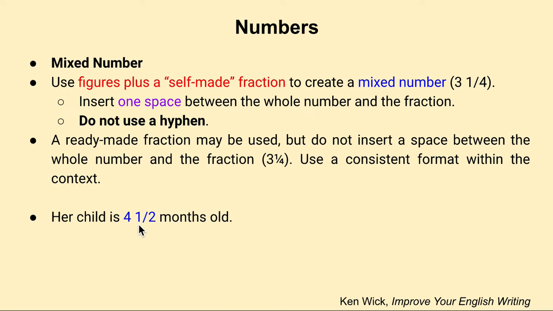Her child is 4 1/2 months old. So this is how you'd write it with the ready-made, and here's how you'd write it with the self-made: the whole number, space, fraction. Or with the ready-made fraction, it's 4, no space, and then the ready-made fraction. So that's how you write it. One or the other.